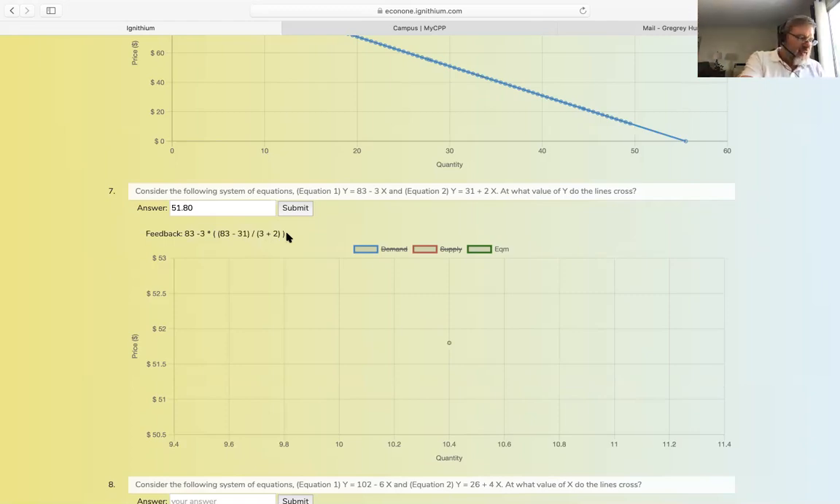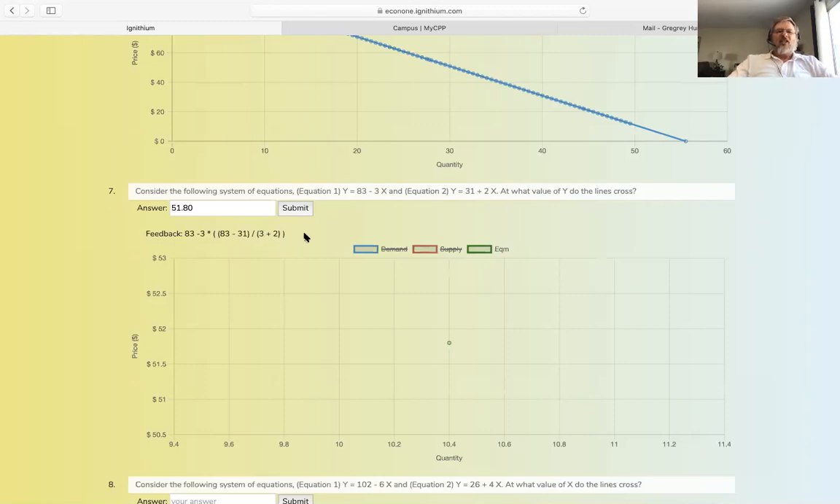So it says 83 minus 3 times, and then I have a couple of parentheses here, 83 minus 31 divided by 3 plus 2, and can you guys see? Okay. Everybody see what I did?